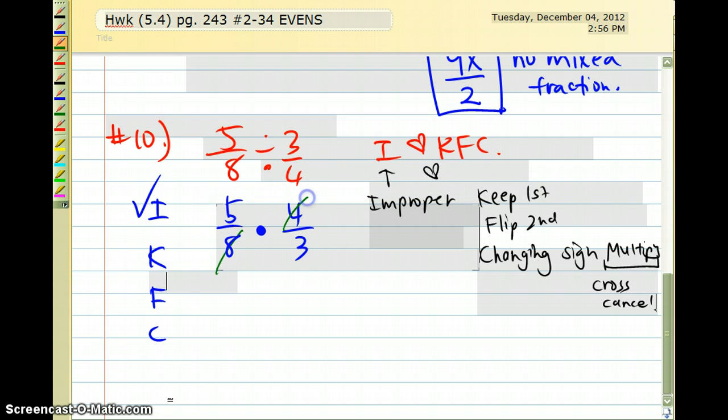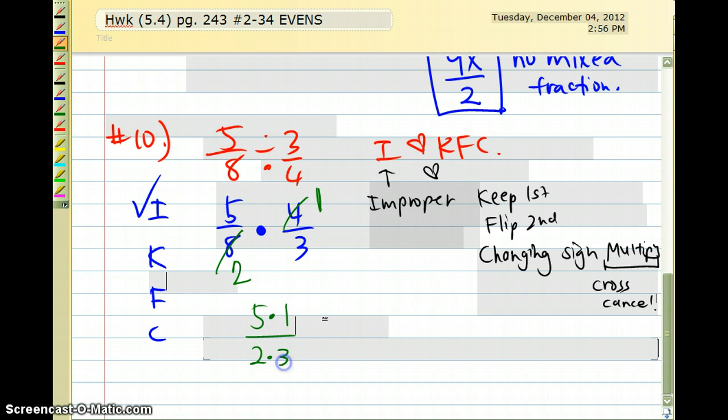There's an 8 and a 4. The 8 cancels to 2. The 4 cancels to 1. Then I just go ahead and multiply across like I had done in the 3 questions before that. 5 times 1, 2 times 3, giving me 5 over 6. Voila, I heart KFC.